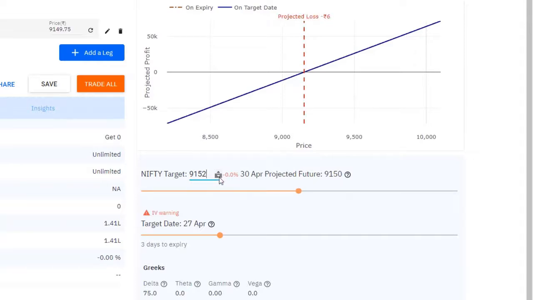Let's see if this is true. You can see this, right? It jumped by 75 points. So each point jump in Nifty corresponds to a 75 point change in the P&L of a future. Which means that one future moves 1 rupee for 1 rupee change in Nifty, which is a delta of 1, or 75 per lot.